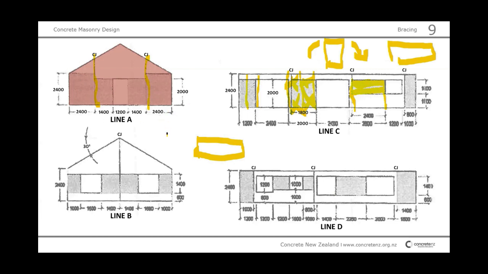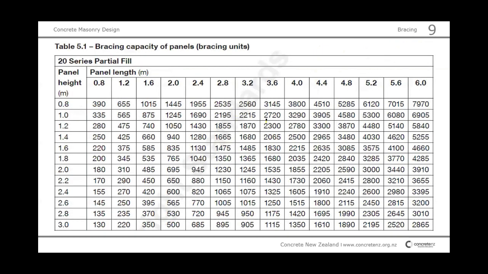This panel, how many bracing units does this panel provide? Very straightforward. This panel is 240 by 240, and this panel is 140 by 2 meter. Again, we just go into a table: 240 long, 240 high. So the first of the 4 panels provides us 820. And we have another one of 820, that's already 1640.